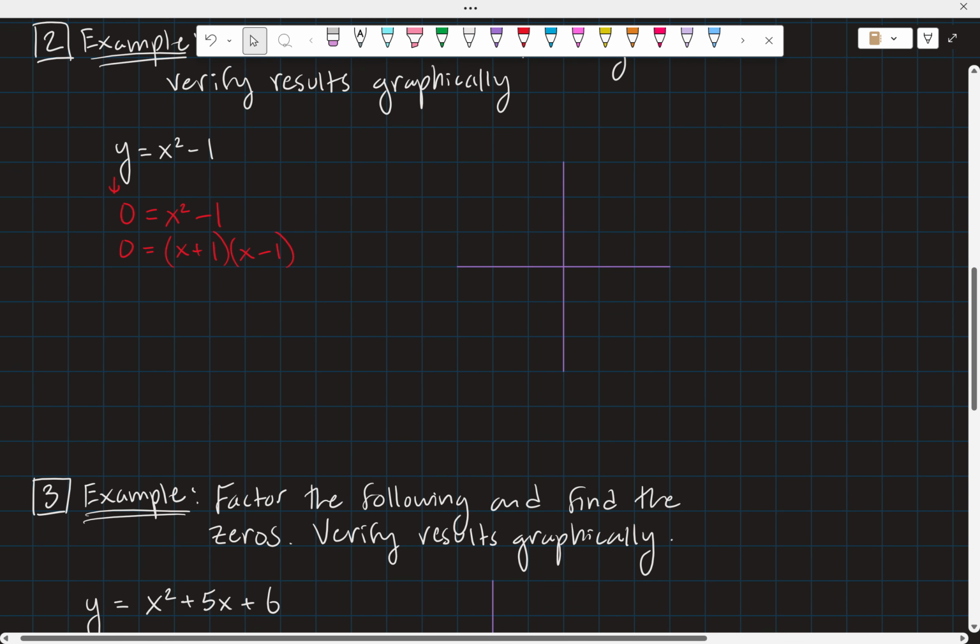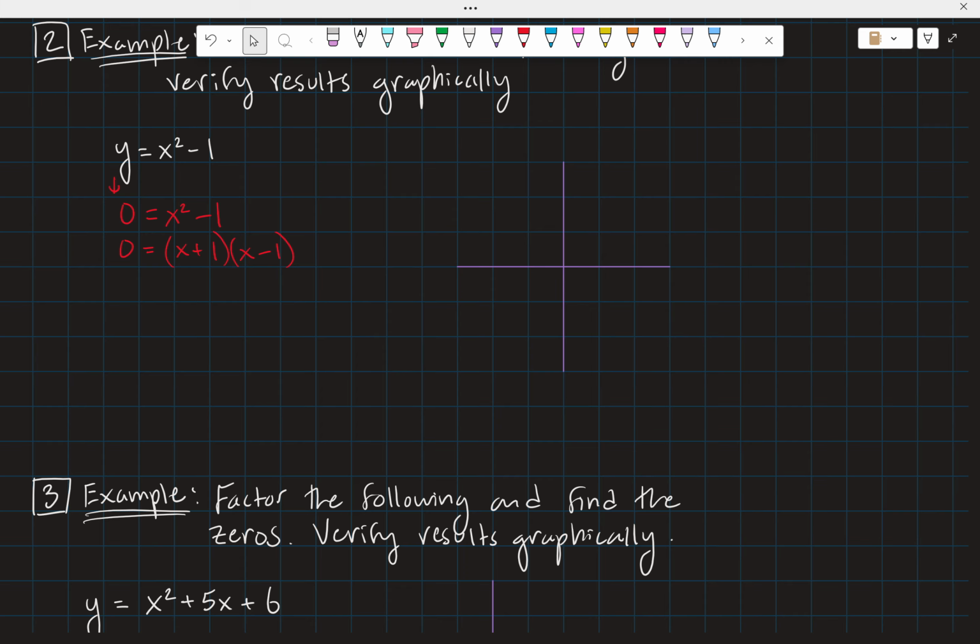Now, how do we find when the function is equal to 0? If either one of these terms, x plus 1 or x minus 1, is equal to 0, then the whole function is going to be equal to 0, because they're multiplied by each other, and as we know, anything multiplied by 0 is equal to 0. So we can take these two terms separately and set them equal to 0. X plus 1 is equal to 0, and x minus 1 is equal to 0. Subtract 1 on this side, add 1 on this side, and then we have x is equal to negative 1, and x is equal to 1. Those are the zeros of our function. It is that easy.